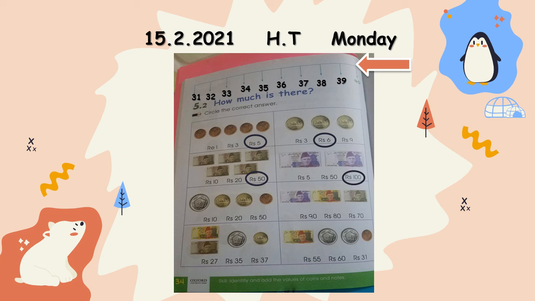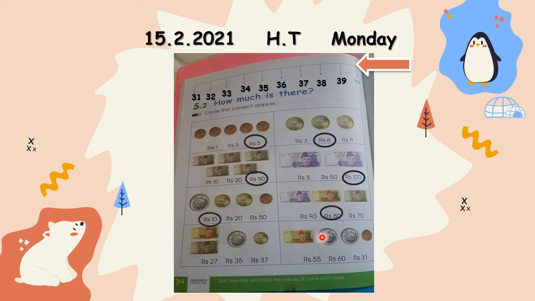Come on the next one. There is a coin of 5 rupees. Then 2 plus 2 plus 1. If we are going to add them, 5, 2 plus 2, plus 1, then you will get RS10. Circle RS10. Next one is, there is a note of 50, then 20, then 10. 50 plus 20 plus 10 is equal to 80. Circle RS80.